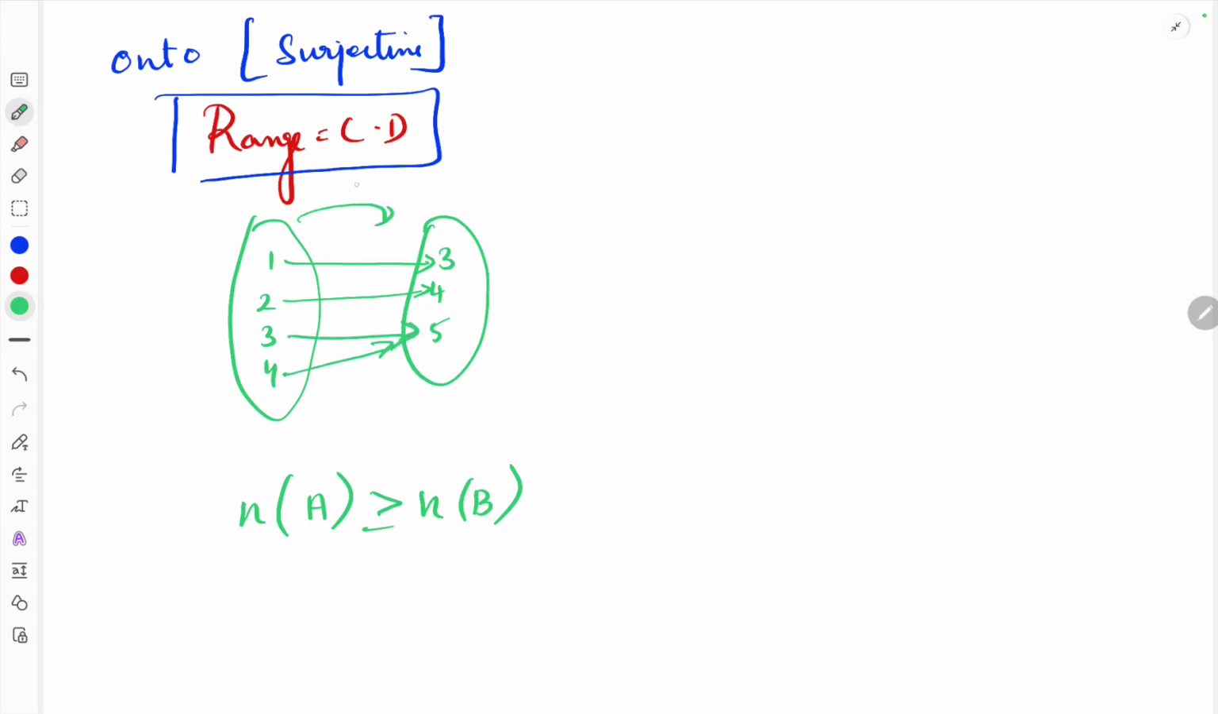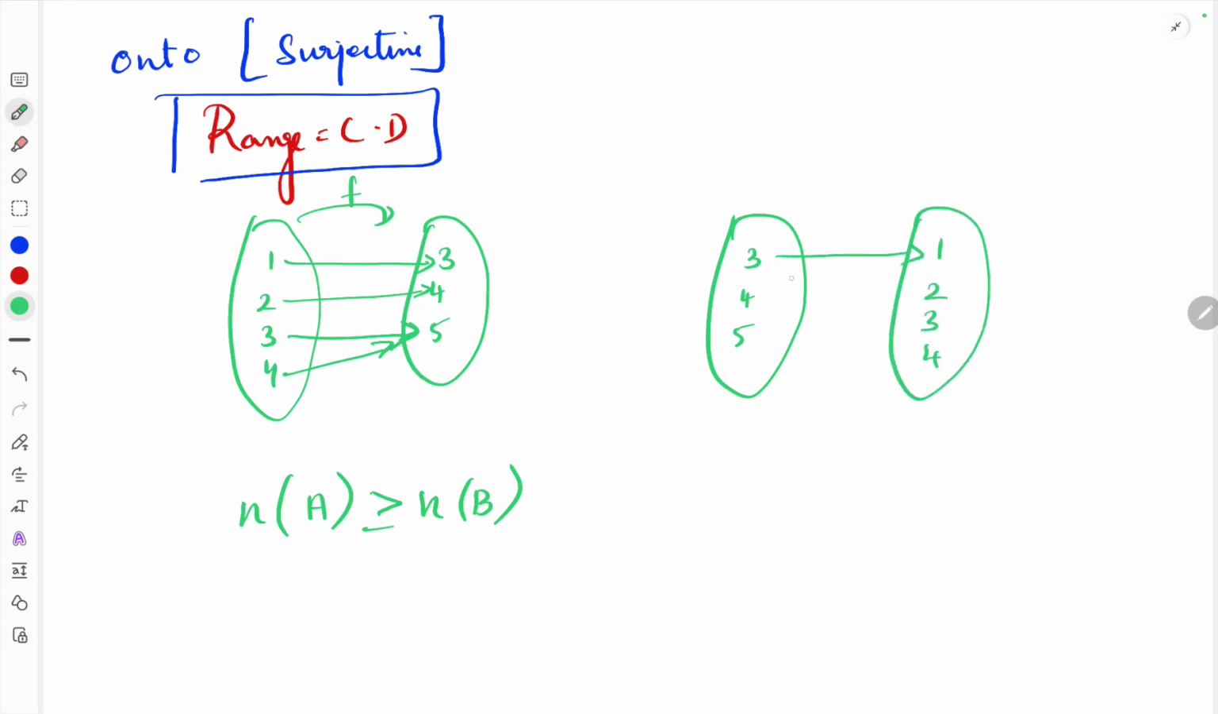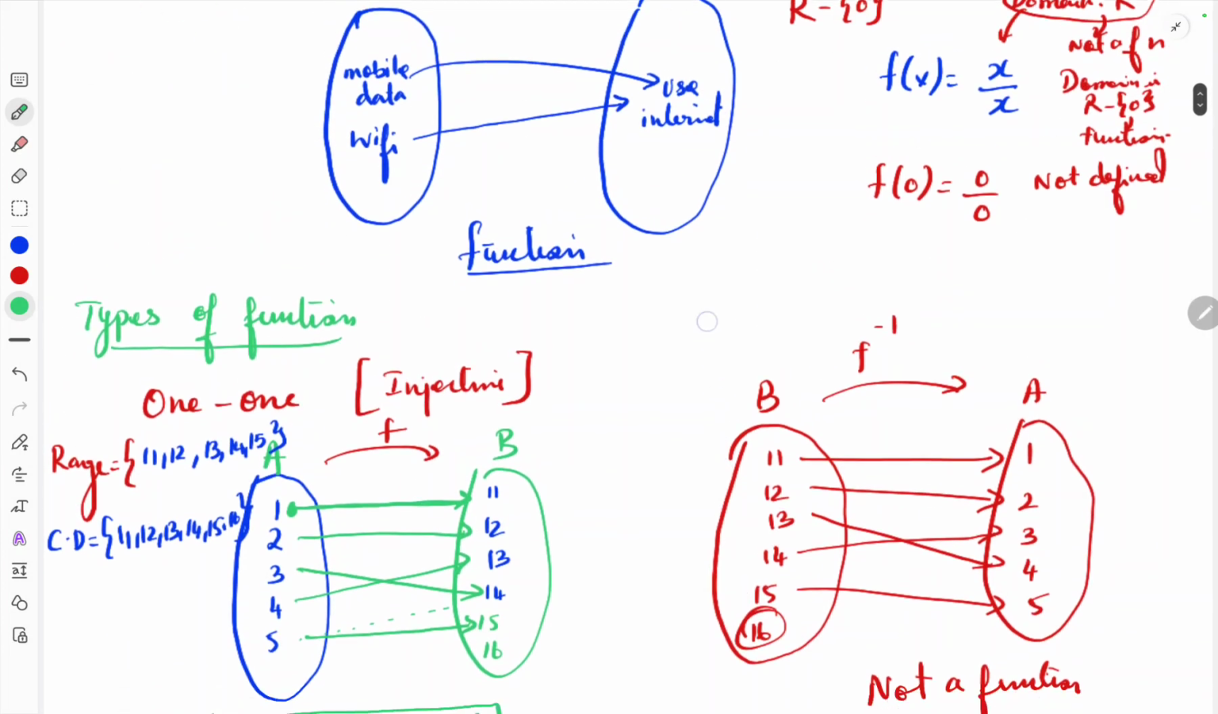So what about the inverse? Inverse is nothing but codomain will change to domain and domain will change to codomain. So here it will be 1, 2, 3, 4. So 3 is mapped to 1, 4 is mapped to 2, and 5 is mapped to 3 as well as 4. One input has two different outputs, not a function.